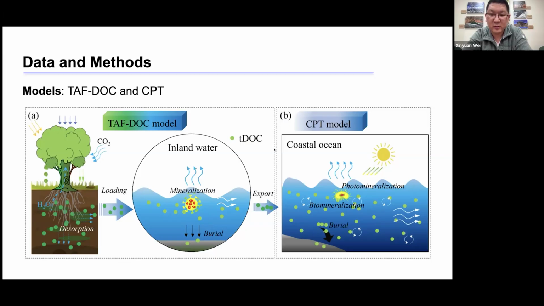This data will be used by another model, the coastal particulate tracking model. This is a 3D model, and it divides the ocean water into a lot of cubes. It can simulate the DOC movement within each cube and between different cubes. In addition, it also simulates the biogeochemical processes of the DOC in the ocean water.